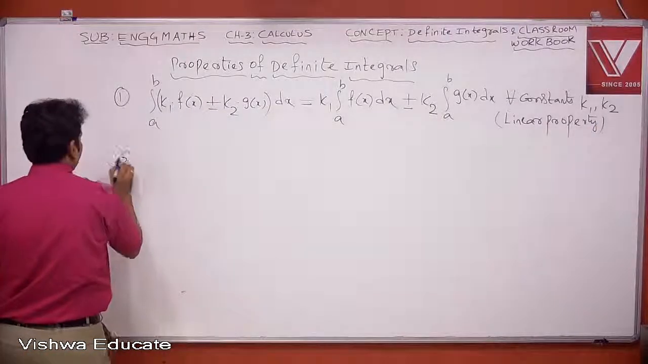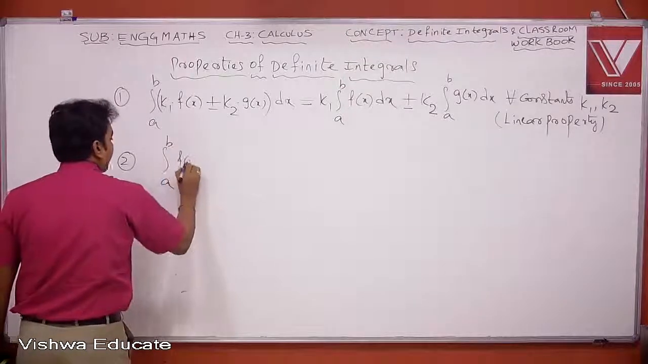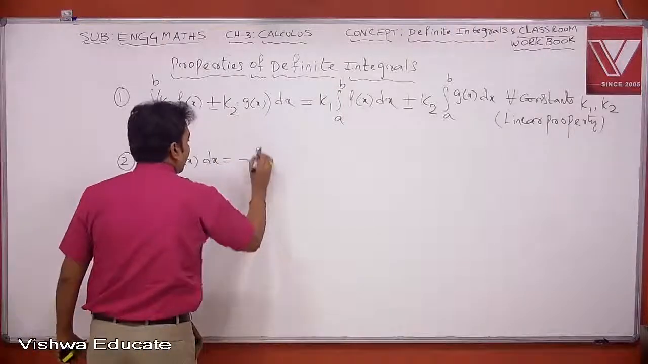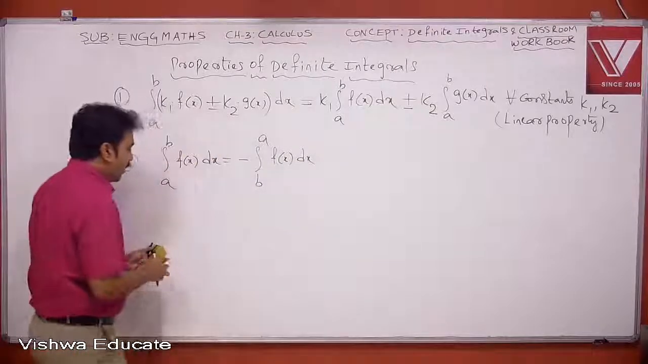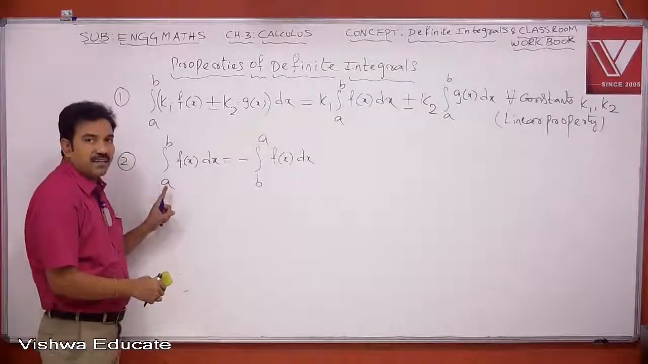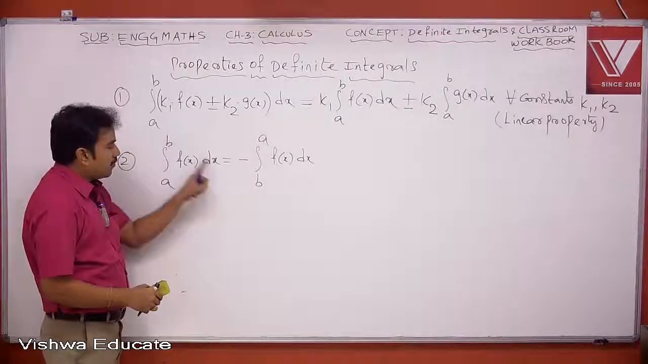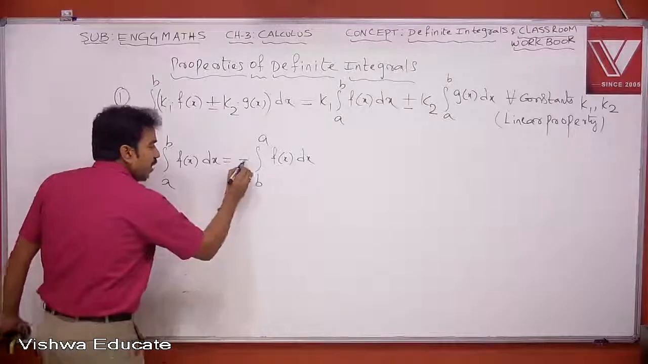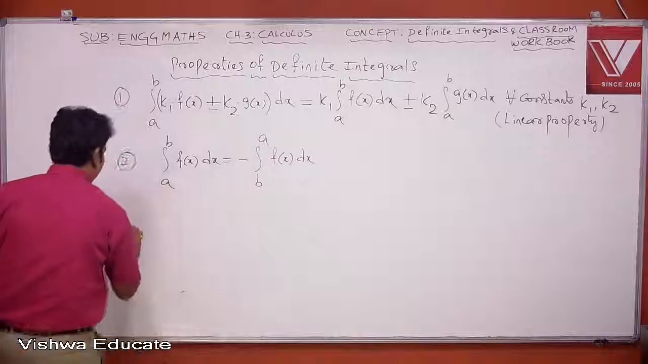And the second result is integral a to b f of x dx is the same as minus integral b to a f of x dx. What we have done is, here lower limit is a, so now it becomes upper limit. Earlier b is upper limit, now it becomes lower limit. So when you interchange the lower and upper limits, a minus sign will come extra.